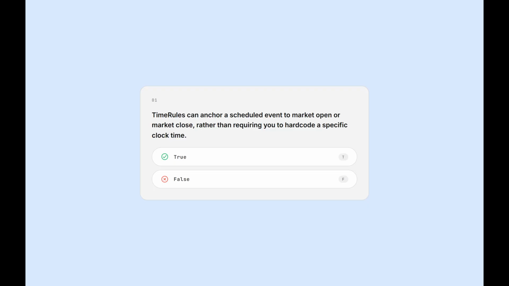With that, we wrap up the simple introduction of the concept of TimeRules in QuantConnect.